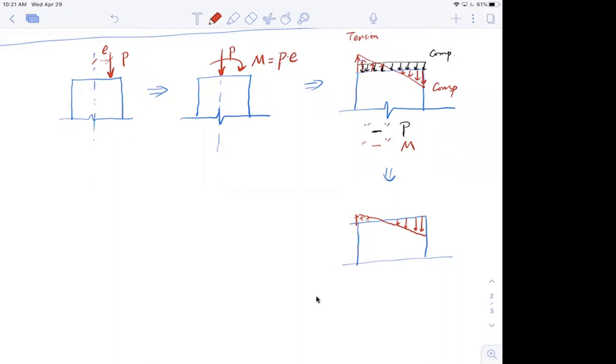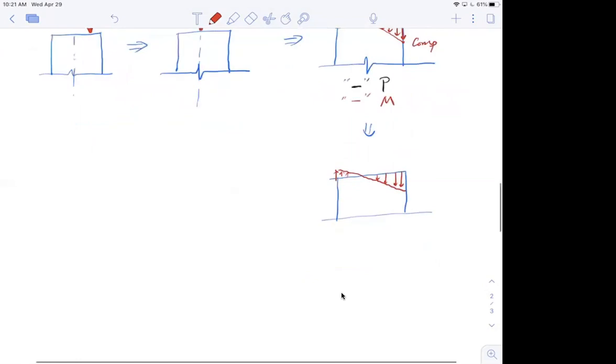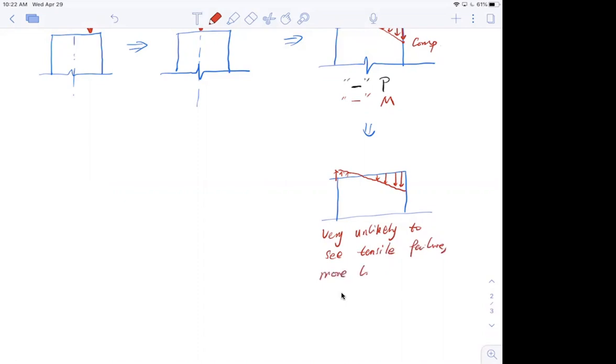So in the column, it's very hard, very unlikely to see tension failure in a column, okay? So I'm just gonna put it here. Very unlikely to see tensile failure. More likely to have compressive failure.